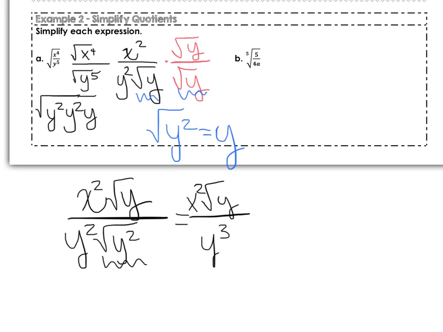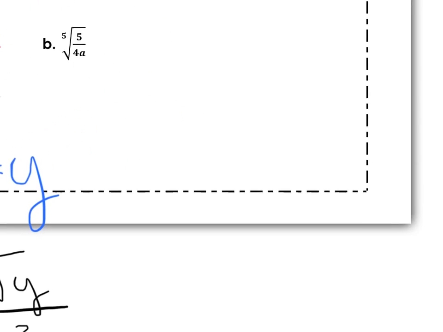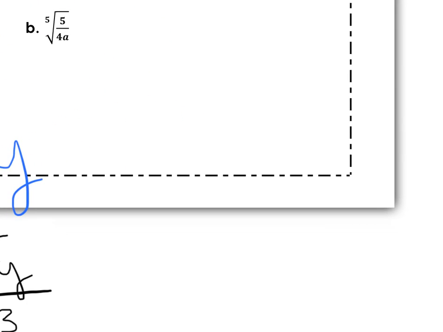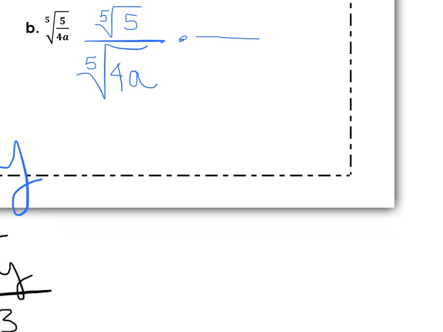Okay? Now let's take a look at b. Let's give our own space here. Now b is the fifth root. So the fifth root's a little bit more complicated, okay? So let's break it up. We have the fifth root of 5 on the top, and on the bottom we have the fifth root of 4a, okay? To figure out what we need to multiply both the top and the bottom by, I always like to explain it as, think about the goal, the end in mind. So we have the fifth root, okay?